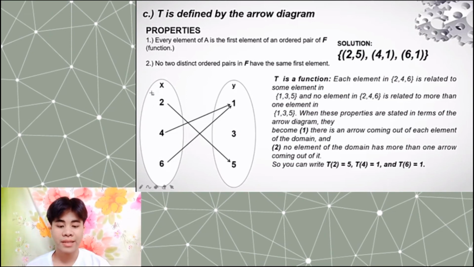So, you can write T(2) is equal to 5, T(4) is equal to 1, and T(6) is equal to 1.